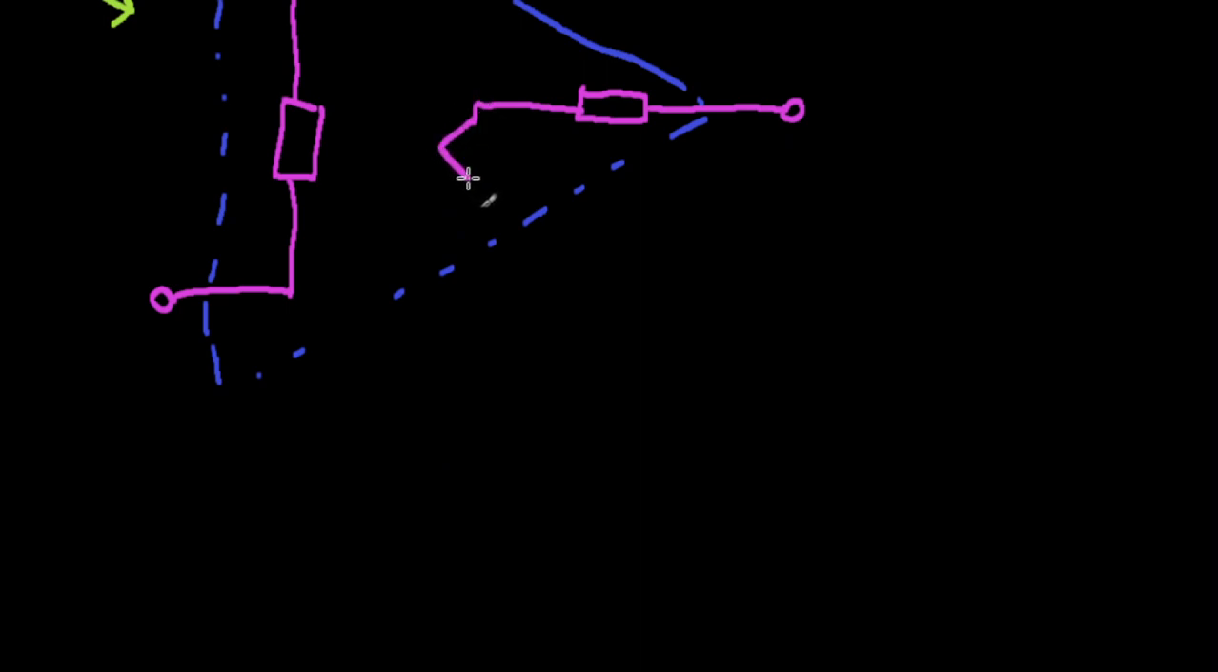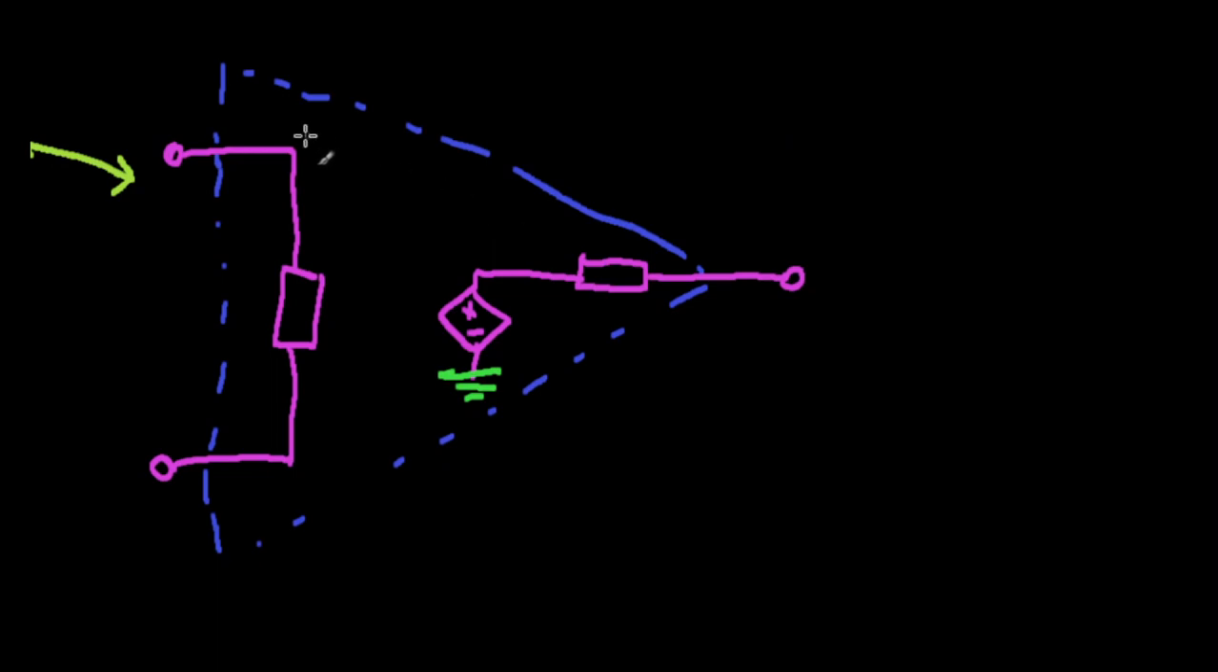Here you can recognize this well. This is going to be a dependent source, actually a dependent voltage source, and this is connected to the ground. I'll draw the ground in green just to be clear. This is not a cell. So this is basically my equivalent circuit at the input and output terminals, which is what we care about.